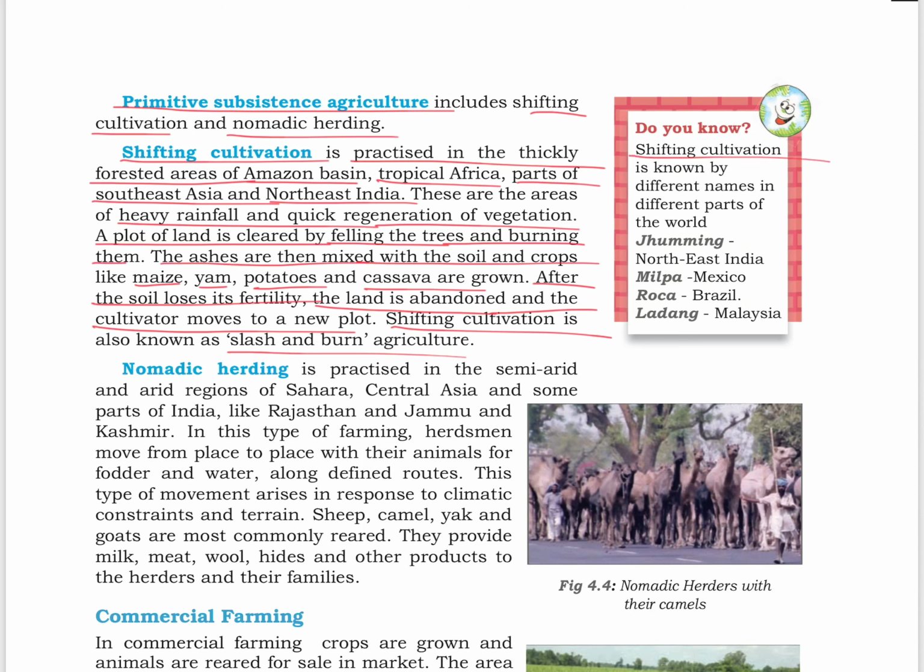This shifting cultivation is known by different names in different parts of the world. It is called jhumming in Northeast India, milpa in Mexico, roca in Brazil, ladang in Malaysia.